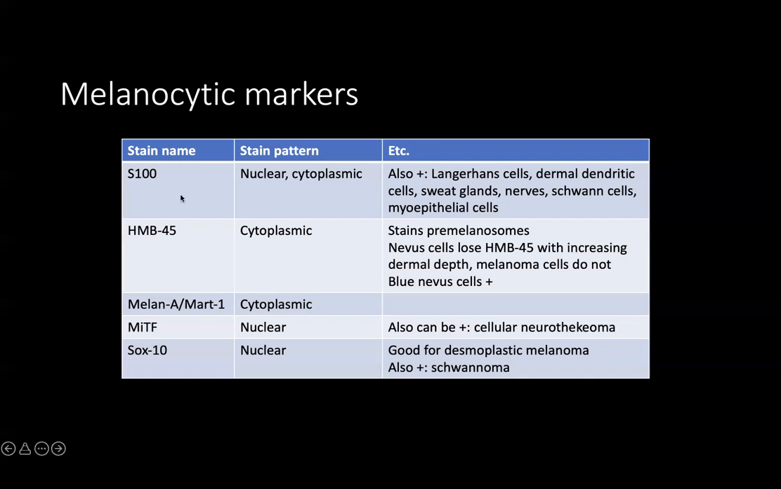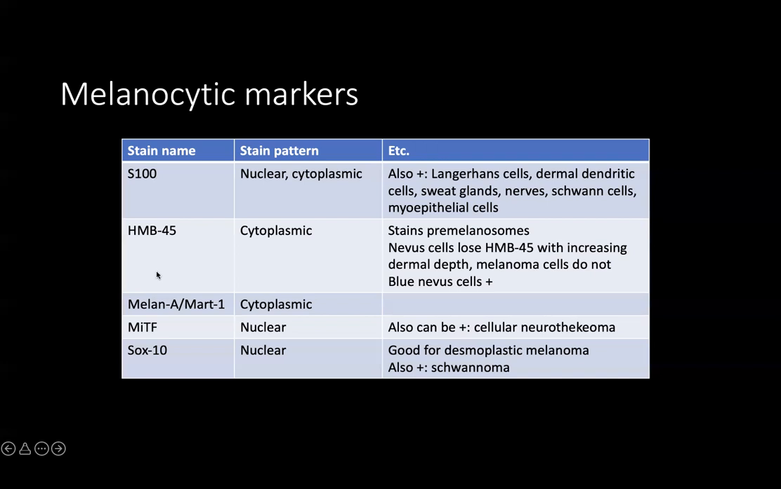Going back up to the top, S100 is a nuclear cytoplasmic stain that marks melanocytes, but it also marks Langerhans cells and dermal dendritic cells, as well as sweat glands, nerves, Schwann cells, and myoepithelial cells. That is S100.